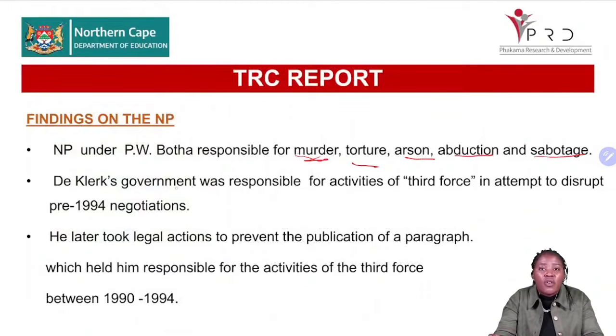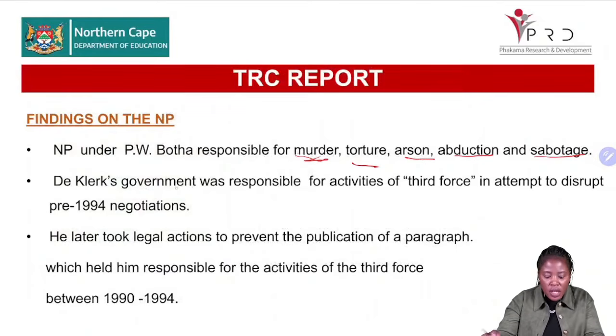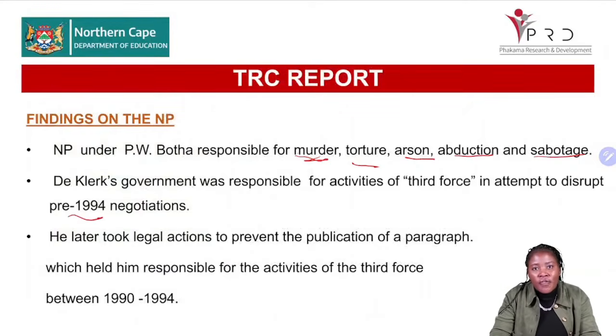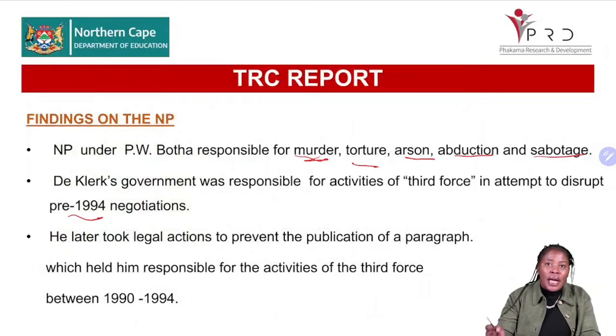Remember when we were doing the negotiated settlements and the government of national unity, where you were talking about the violence between different political parties before the 1994 elections. Now, learners, remember when de Klerk appeared before the TRC, he said he did not authorize or he was not aware of any brutal actions. But the TRC discovered that de Klerk's government was responsible for activities of the third force in an attempt to disrupt pre-1994 negotiations. After discovering that, the TRC found him guilty of third force activities.